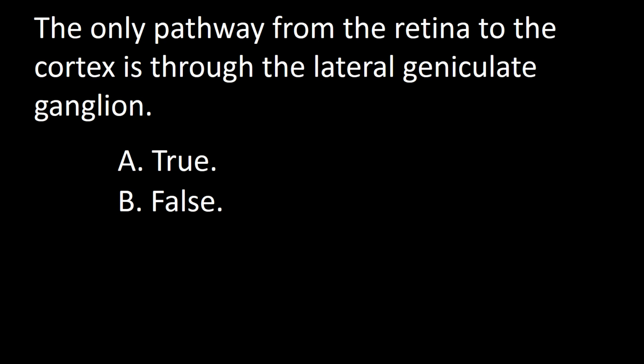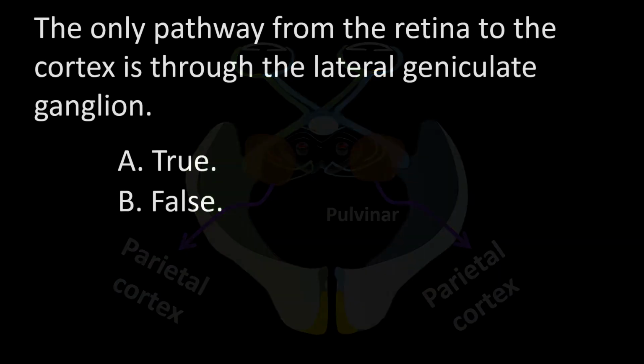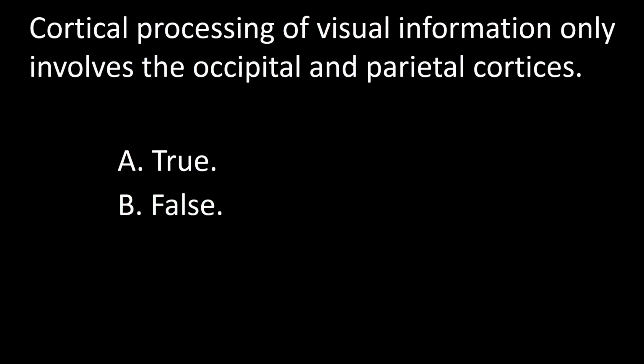Next question. The only pathway from the retina to the cortex is through the lateral geniculate ganglion. A true, B false. Neurons from the pulvinar nucleus that initially receive axon from the ganglion Y cells in the retina have connection with the parietal cortex. So the answer to this question is false. Next question. Cortical processing of visual information only involves the occipital and the parietal cortices. A true, B false.